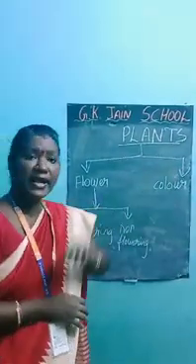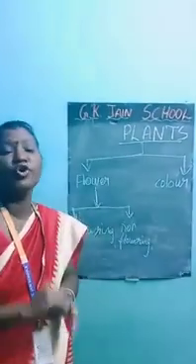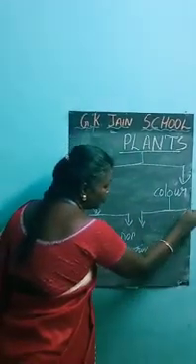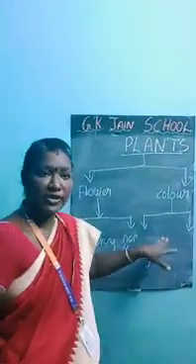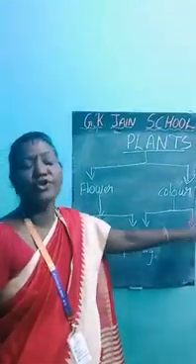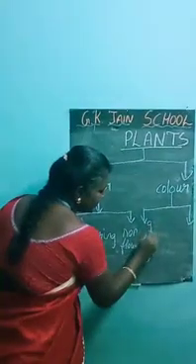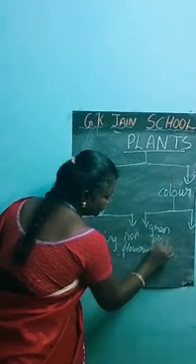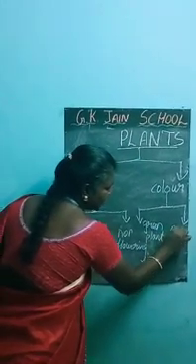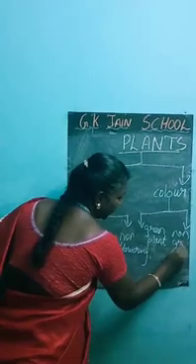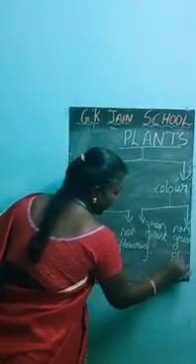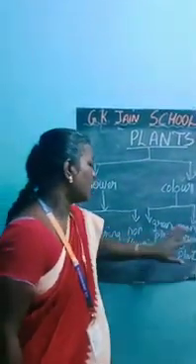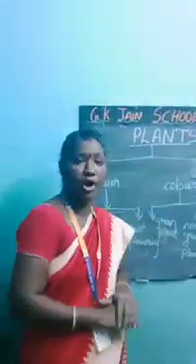Now let us pass on to color. The color is also divided into two. One is a green plant and another is a non-green plant. This is a green plant. This one is a non-green plant. So the color is divided into two: green plant and non-green plant.